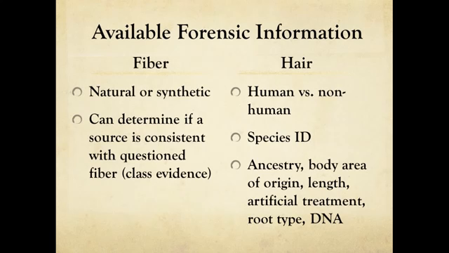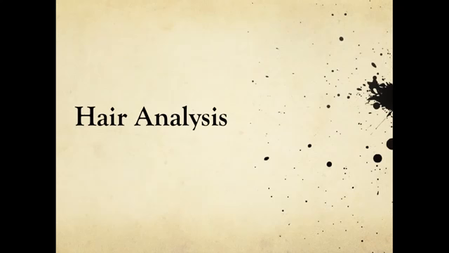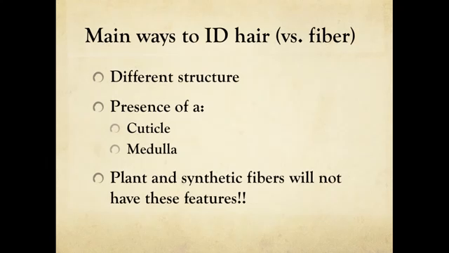But the things we'll be talking about today relate only to what you can determine from a basic microscopic analysis. Things like natural versus synthetic fiber, human versus non-human hair, and species identification. Let's start with hair. I want to begin by explaining some of the major ways to distinguish hairs and fibers using microscopic analysis. Hairs have distinct structural features that make them very visually distinct from fibers.